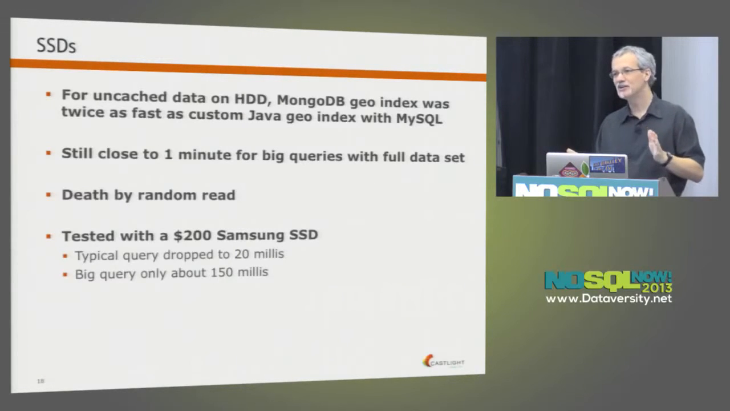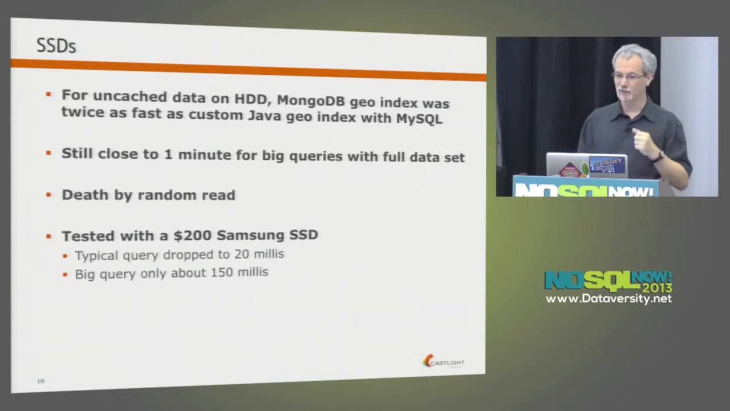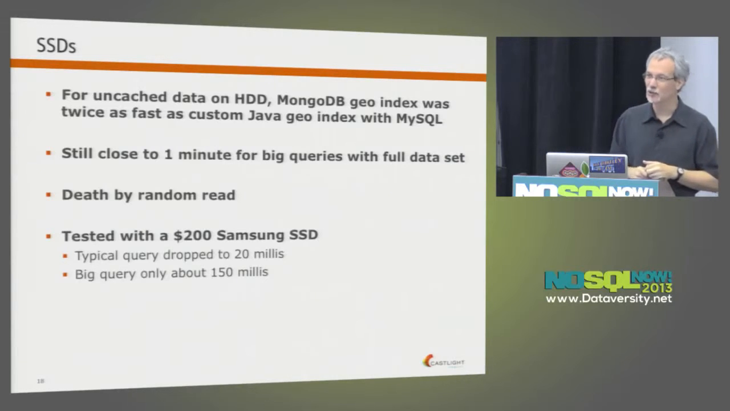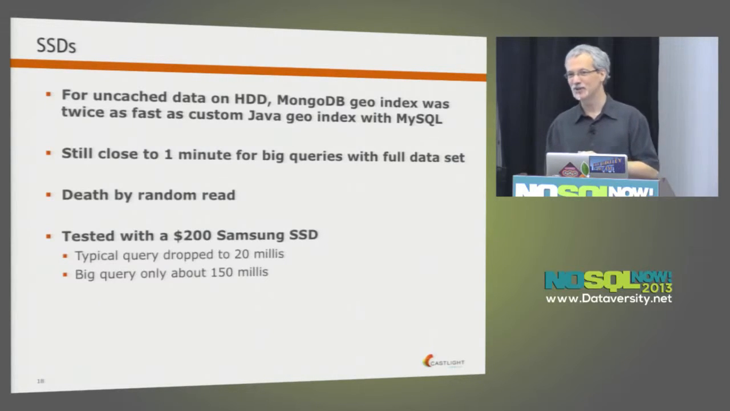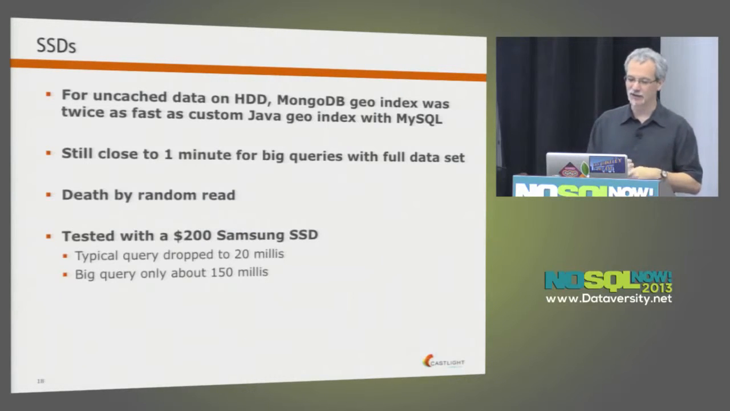So this is great. Now I have these geospatial indexes, and I can search for prices based on location. But at this point, I was still using hard drives. The good thing is the MongoDB GeoIndex was twice as fast as Java on top of MySQL. But twice as fast just means it was 1 minute as opposed to 2 minutes. That's pretty bad when the data was not cached. So I spent a little quality time with IOStat and VMstat, and it became pretty clear I was suffering death by random read, just way too many random reads to find all the data.